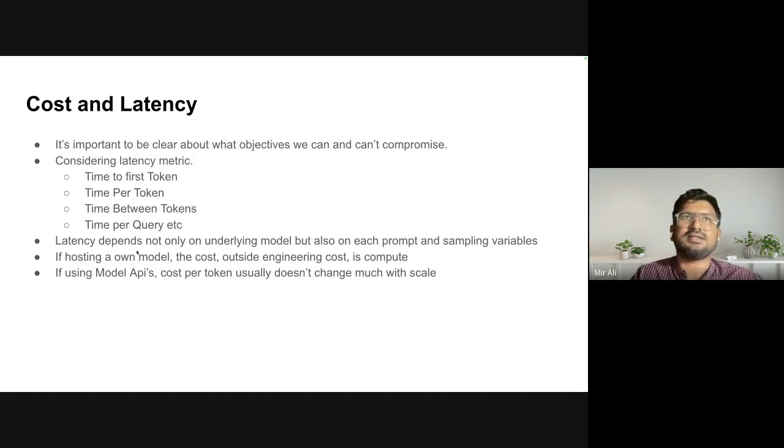Now, latency not only depends on the underlying model, but it can also depend on each prompt and sampling variables. That means if your prompts are very long, that will also add latency, as will other sampling variables. Now, if we are hosting our own model, other than outside engineering cost, compute is the main cost. But if you're using model APIs, the main cost is usually cost per token, that is, input and output tokens, and it won't change with respect to scale. It'll usually stay constant.